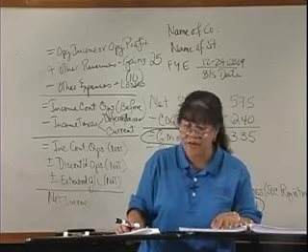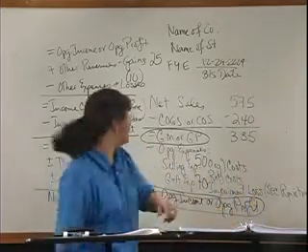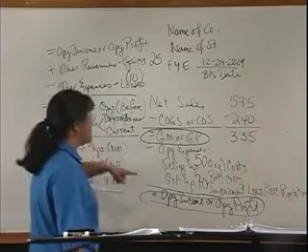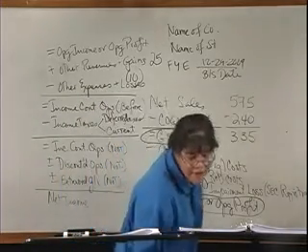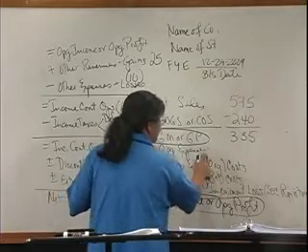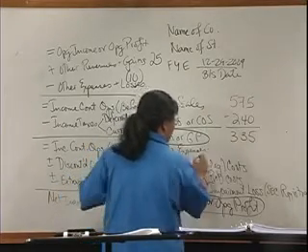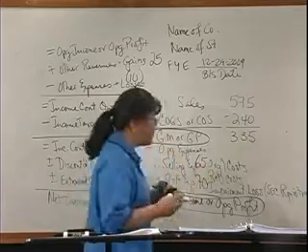Then we have freight out. Freight out is considered to be a selling expense, as I explained to you. So we have selling expenses already of 50 for the sales commissions, and then we have freight out of 15. So we're going to add another 15 to the 50, so the selling expenses now are a total of 65.